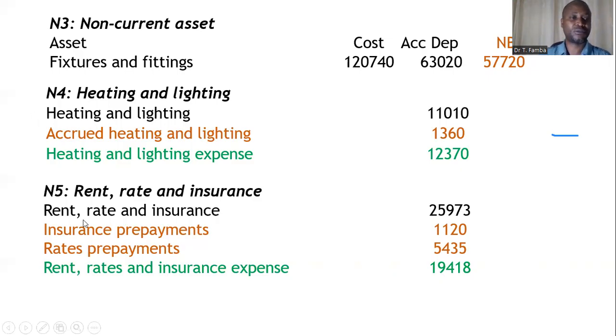So the two notes here are telling us about the matching concept. We are matching expenses to the period in which they have been incurred. So you need to actually understand that.